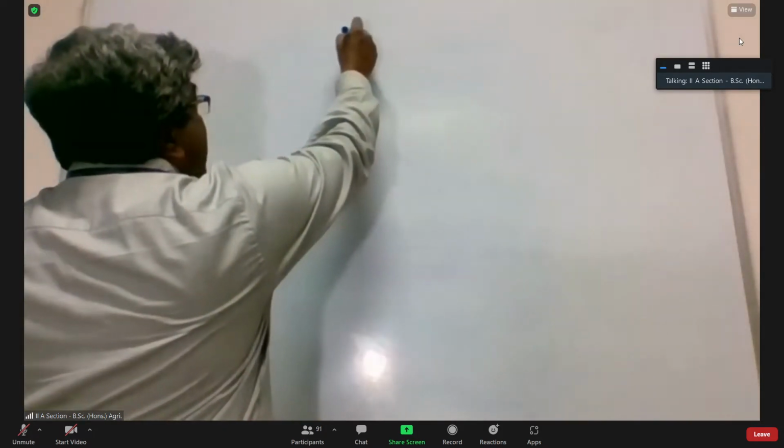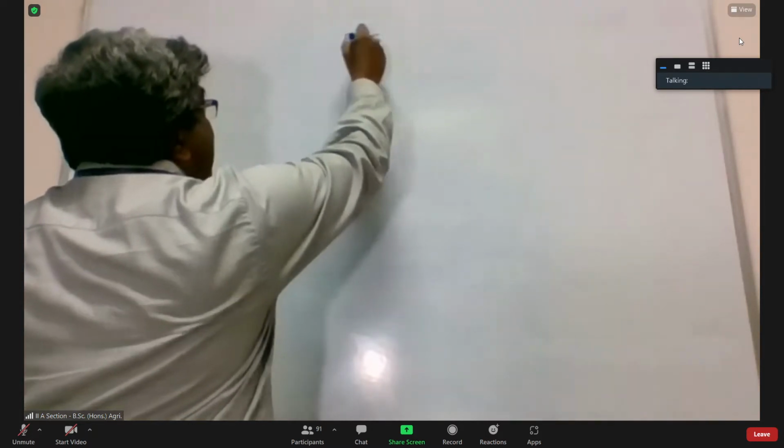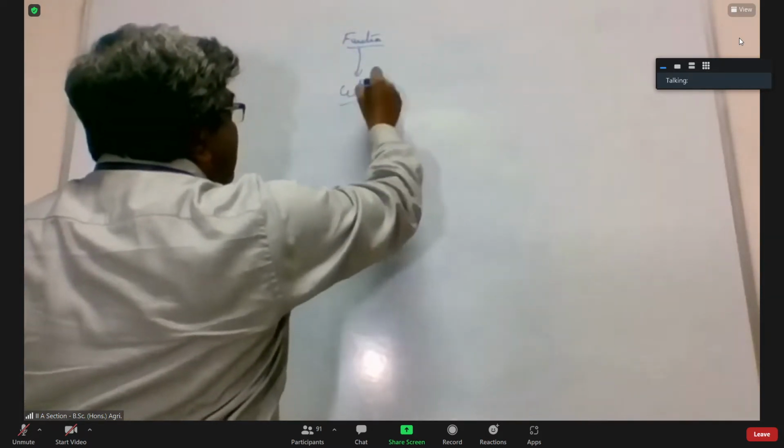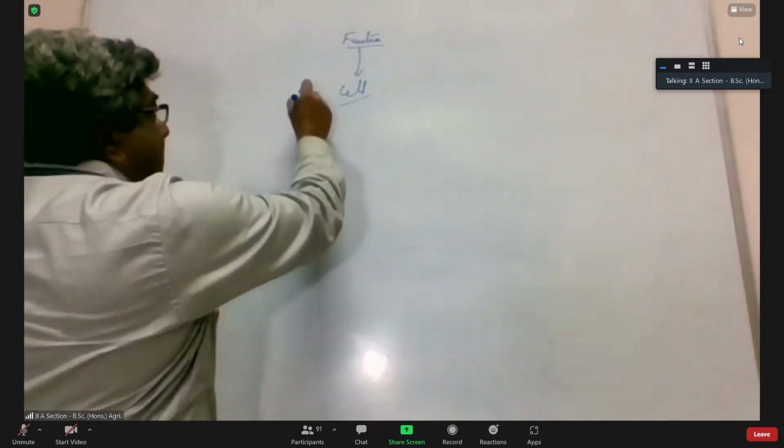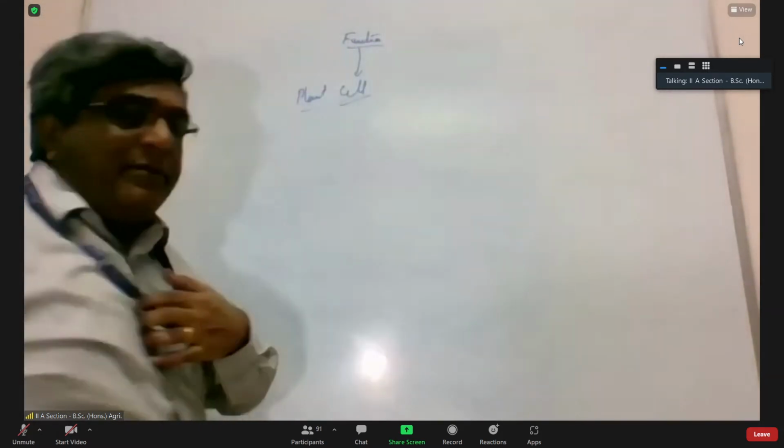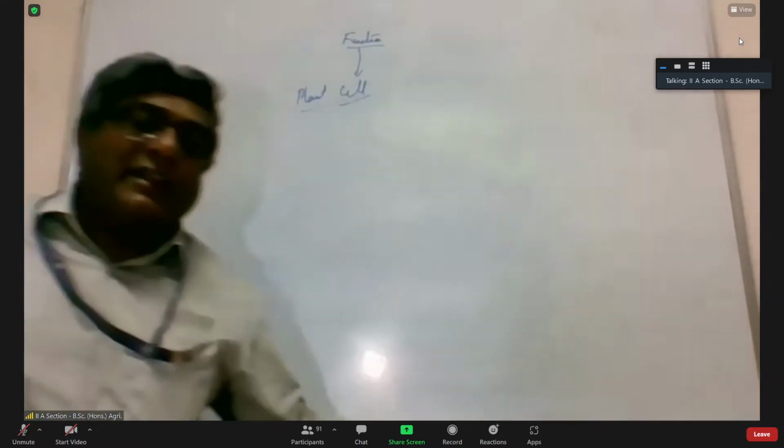Okay, sorry. So now what we are talking about is all these functions that we said will happen in a cell, and we are interested in the plant cell. Now, can anybody help me to explain a plant cell?